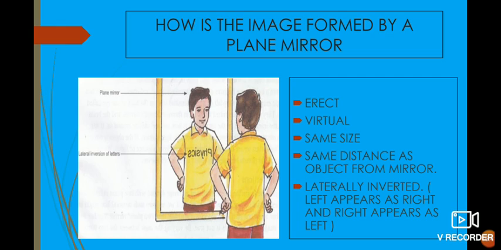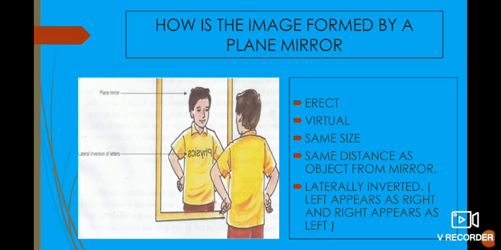Right? Now, look at the interesting thing. Can you read the words on the boy's t-shirt from his image? Can you? You cannot. Why? Because it is inverted. It is laterally inverted. It means the left appears as right and the right appears as left.